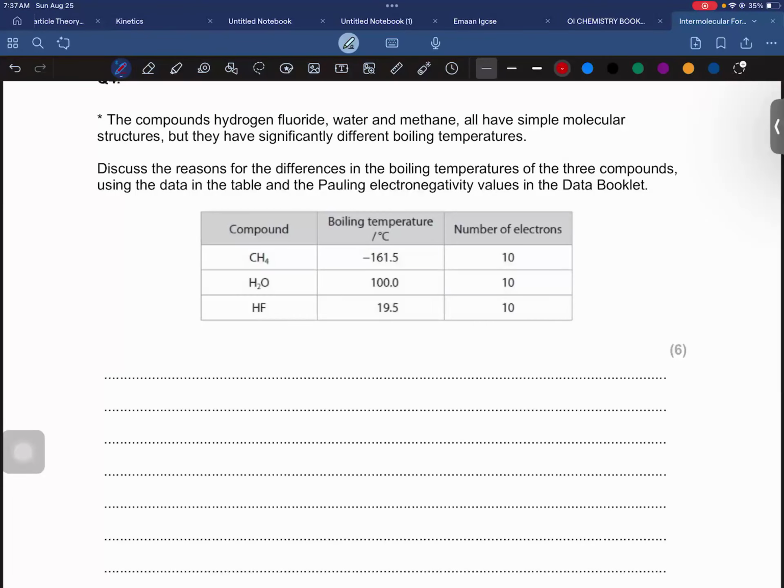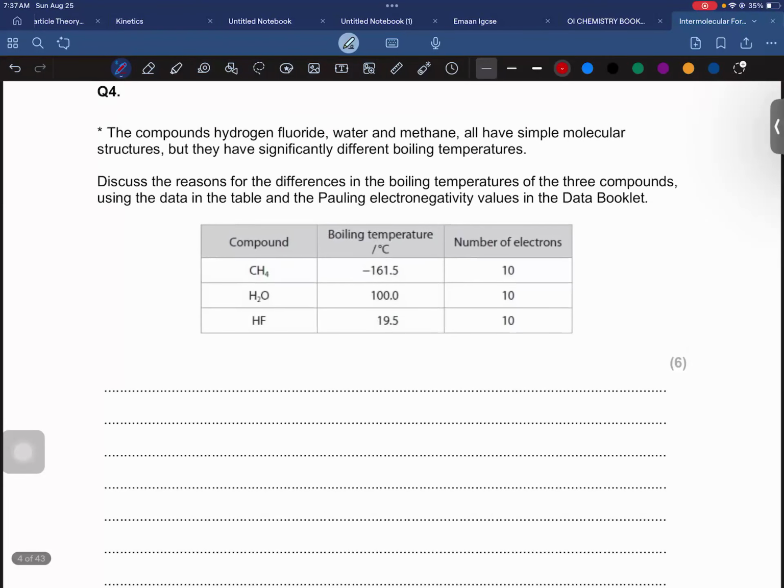Okay, this is another question. The compounds hydrogen sulfide, hydrogen chloride, water, and methane all have simple molecular structures, but they have significantly different boiling temperatures. Discuss the reasons for the differences in the boiling temperatures of the compounds using the data in the table and the Pauling electronegativity values in the data booklet. I'm telling you the electronegativity values, right?